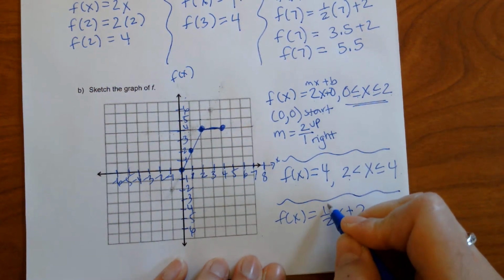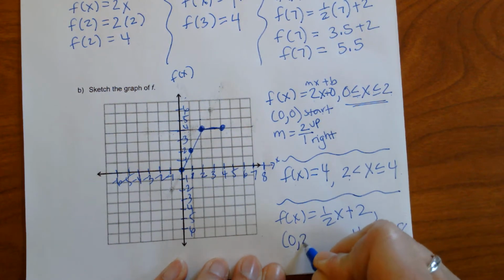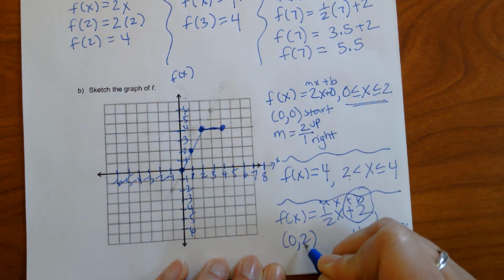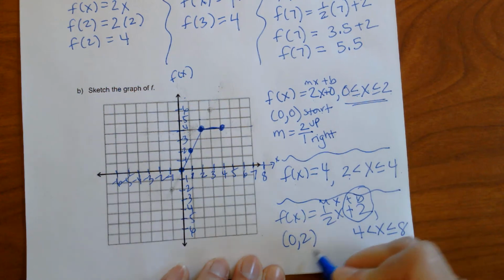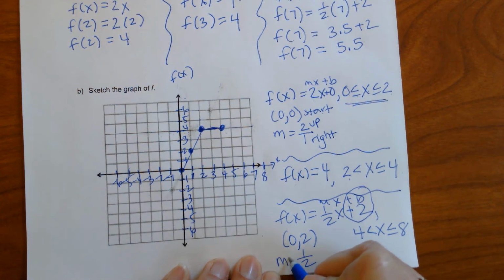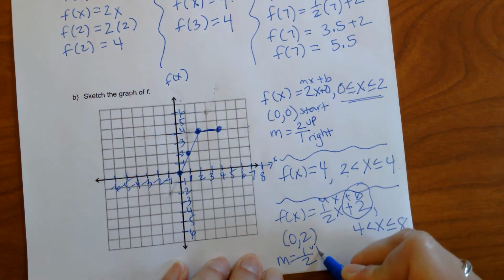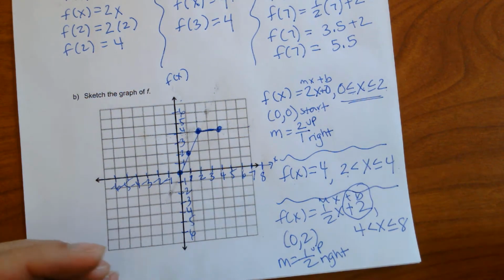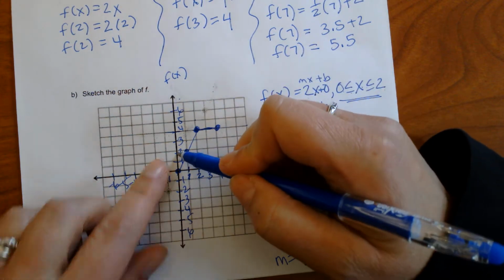Okay, so first, this is mx plus b. So we start at b, 0, 2. And then what are we going to do? We're going to do our slope. Our slope is 1/2. 1 is positive, up. 2 is positive, right. So let's go to 0, 2. 0, 2 is here.